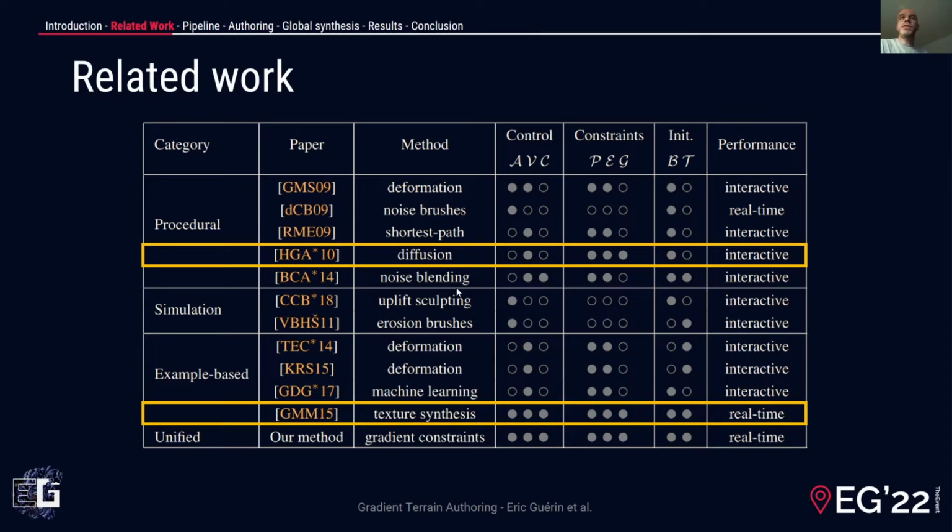Another texture synthesis approach proposed by Gain and colleagues in 2015 has a very similar use case. It allows the user to place constraints that direct the texture synthesis algorithm. In comparison, our work provides a unified terrain representation. It is compatible with pre-computed topography and does not depend on examples like texture synthesis methods.